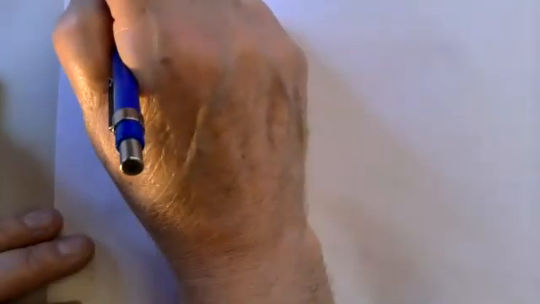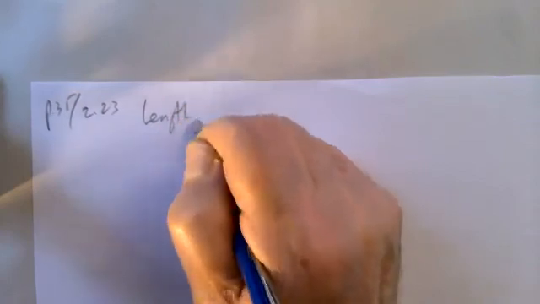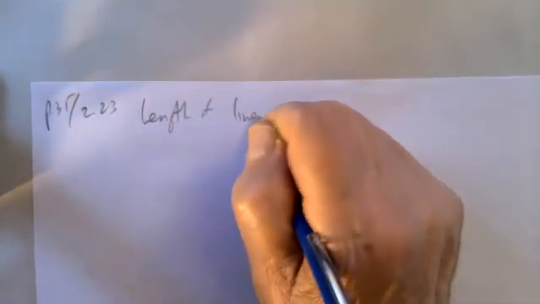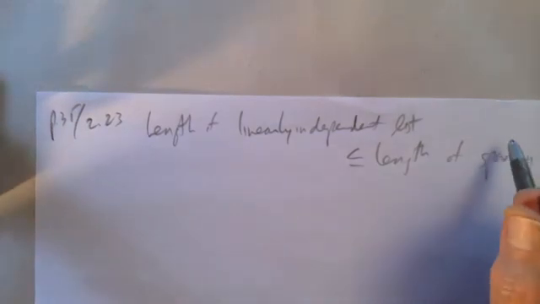So this is on page 35, 2.23. It says that the length, the number of any linearly independent list of vectors in a vector space is less than or equal to the length of any spanning list.